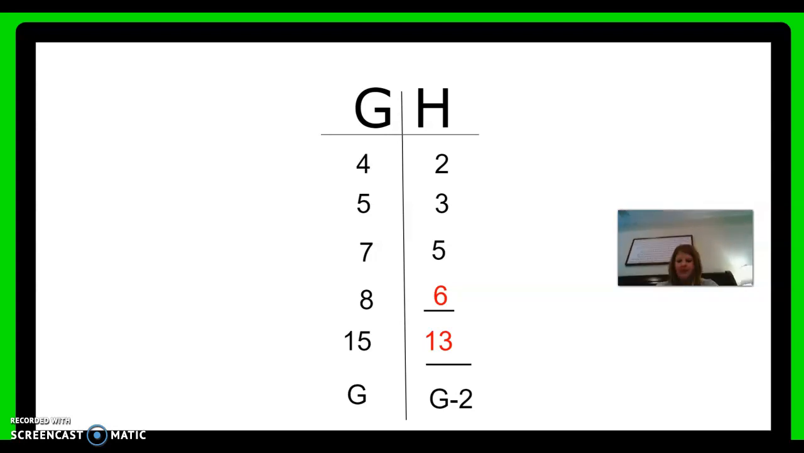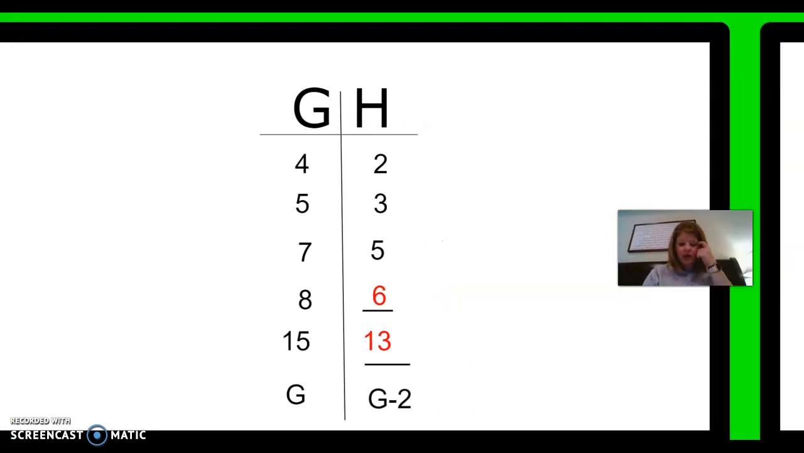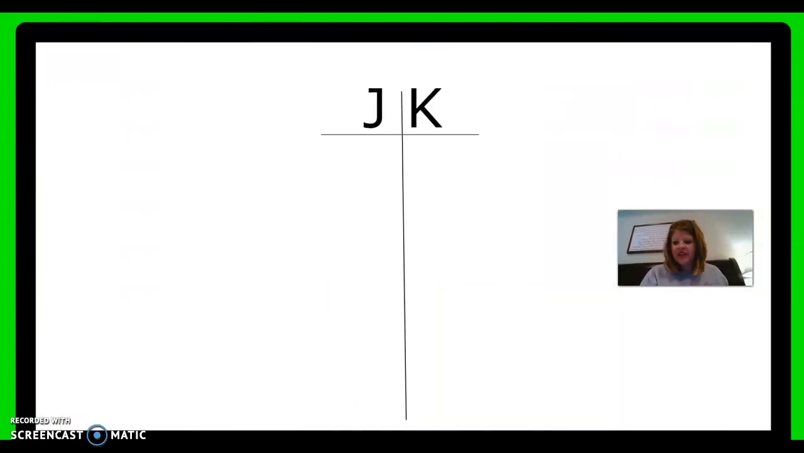How'd you do on that one? Is it getting easier maybe? See, it's just patterns. You just have to figure out how the pattern works. All right, J and K. Just kidding, J, K.